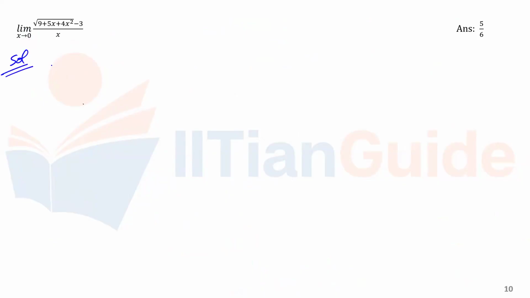चलिए, we have this question, limits x tending to 0. We have 9 plus 5x plus 4x square minus 3, and after that we have a x है ना. We need to simplify it. हाँ, जल्दी बताइए कैसे करेंगे.